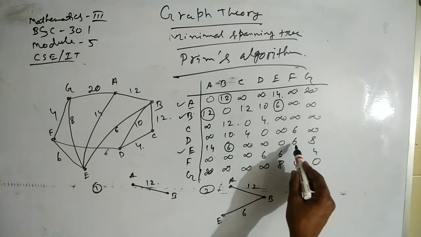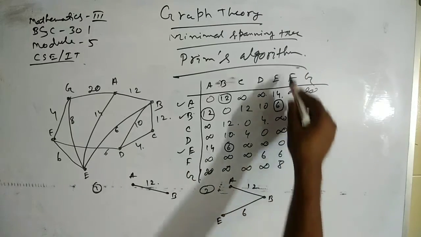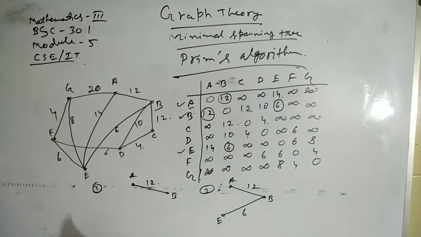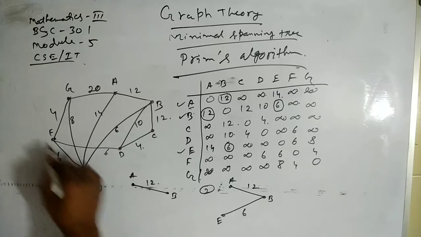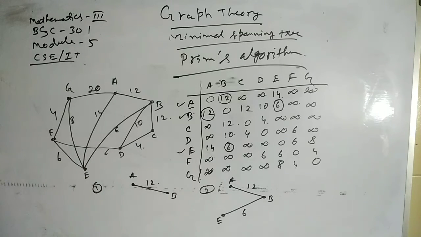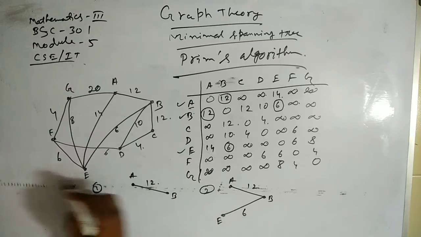Okay, so what is this edge? E to F. Now E to F means this edge. Now before drawing the edge you have to just observe whether this edge is forming a cycle or not. If that edge is forming a cycle, then skip that. Okay, so EF is not forming a cycle.